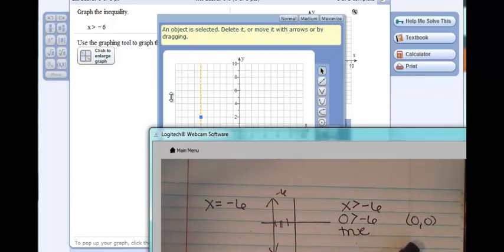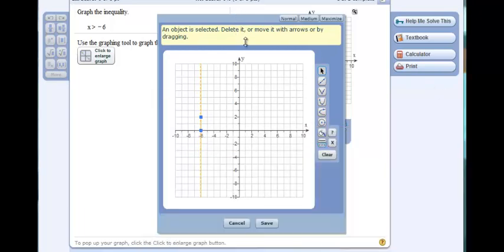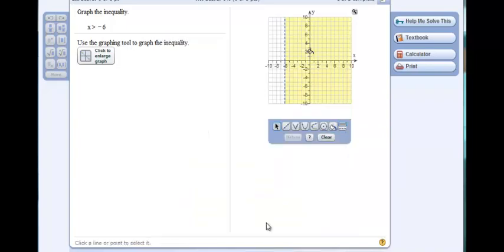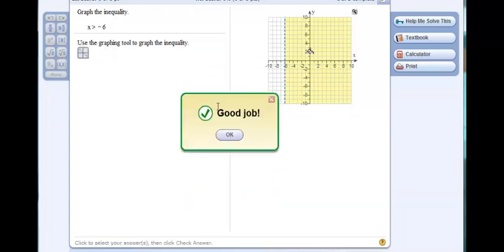So let's go back to the homework. Alright, so my 0, 0 point is right here, so I need to shade this part. So I need to grab this bucket, my shading tool, and then I need to click over here to the right of my dashed line. And as you notice, it turns it yellow. I need to save that, and then I need to check my answer. We got it right.